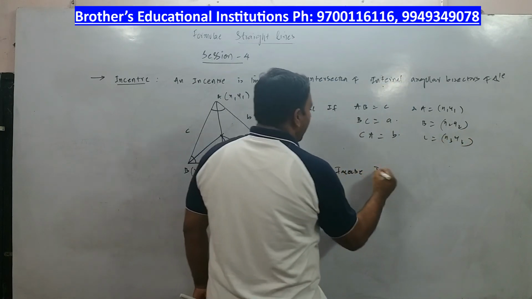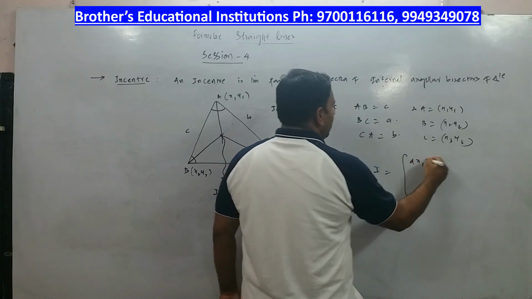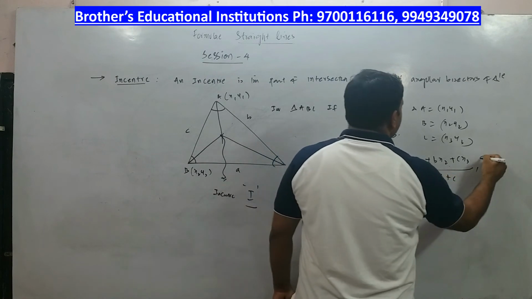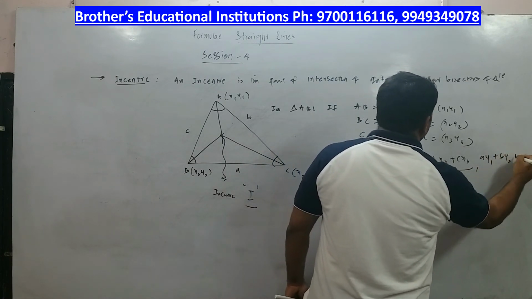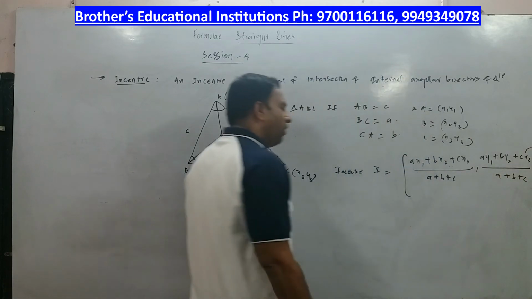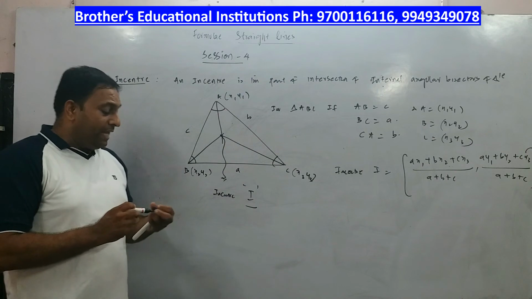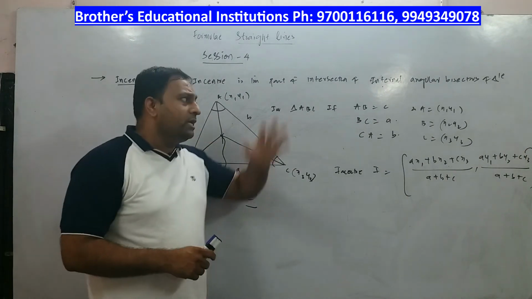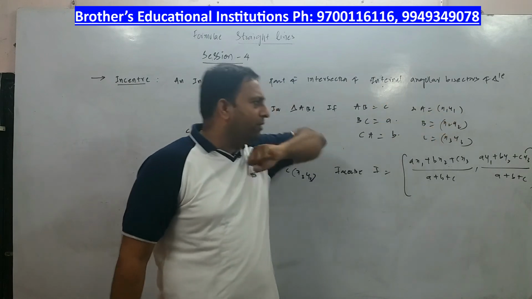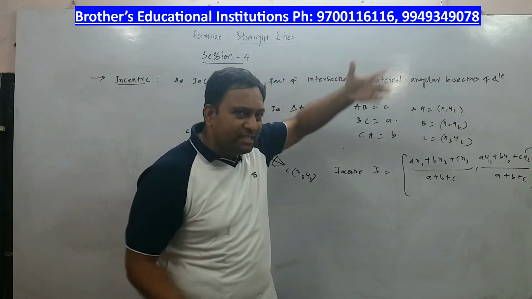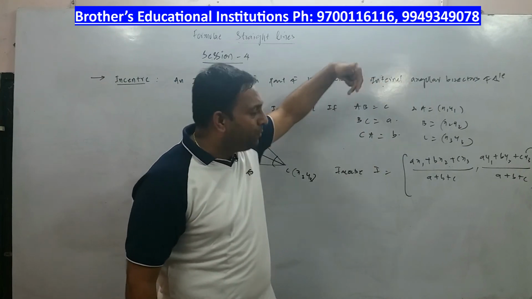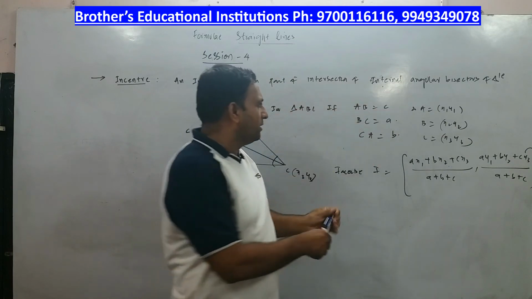The incenter I is given by the formula (a x1 + b x2 + c x3) / (a + b + c), comma, (a y1 + b y2 + c y3) / (a + b + c). This is the formula you will apply in order to find the incenter of triangle ABC. But what is the condition? You should be provided with the vertices A, B and C. Once you are given the vertices, I will find distance AB using the distance formula and call it c. Then I will call distance BC as a and distance CA as b. That is the distance, right?